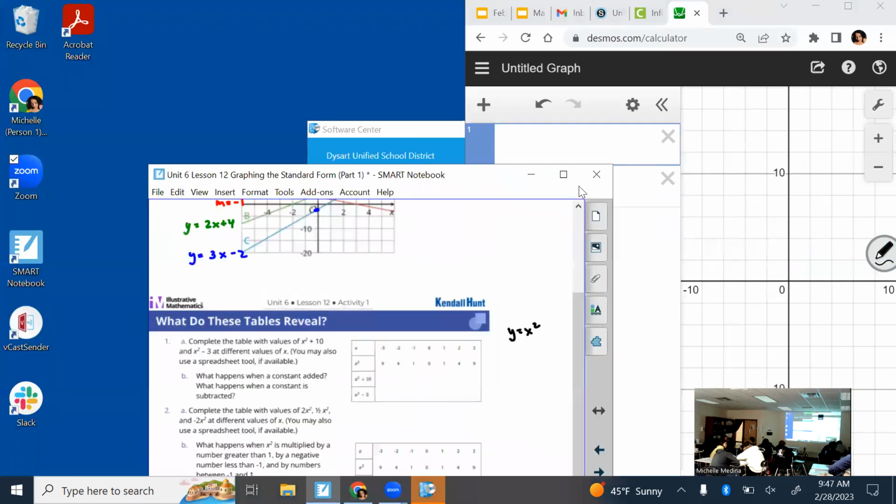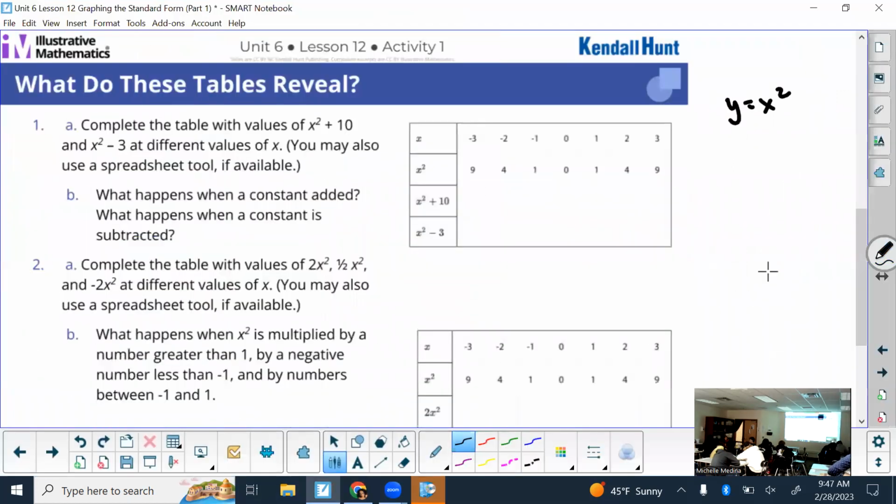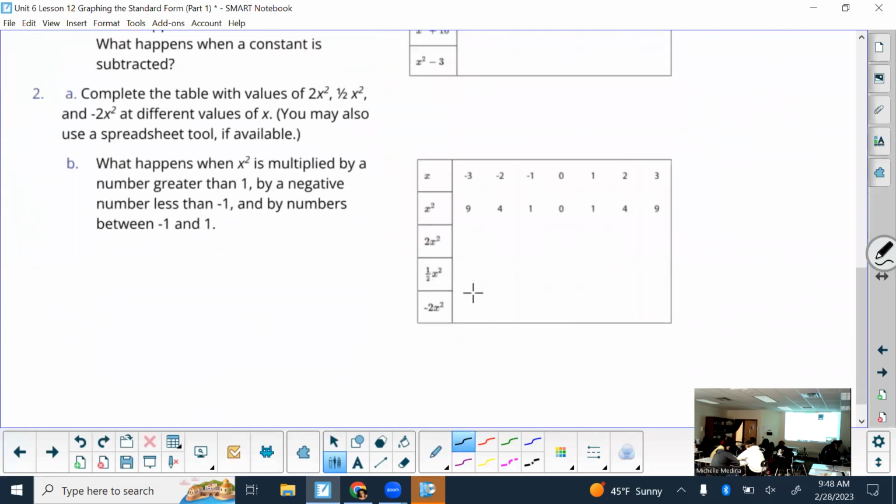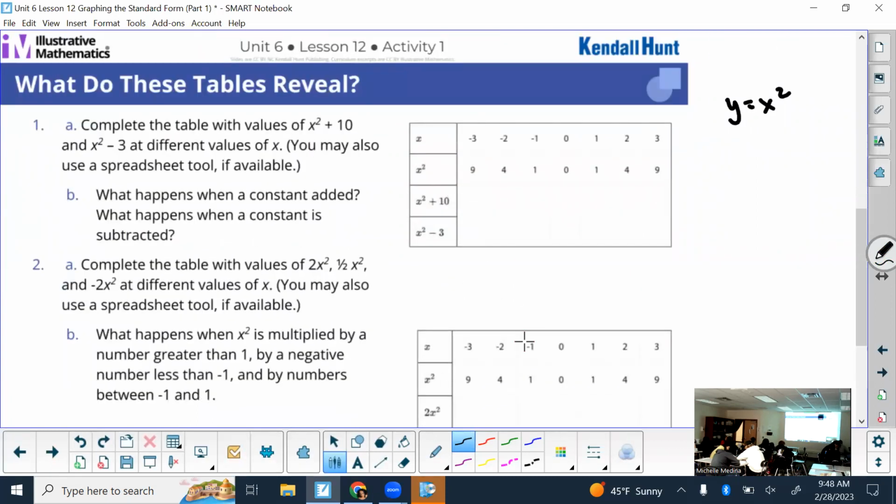So what you will do in your groups, and at the end of the time I'll assign a reporter, is fill out these tables. Feel free to use a calculator. In fact, please use a calculator. All you are doing is filling this out. It tells you what x is. It even tells you what x squared is. Now you just have to take it a step further, figure out what x squared plus 10 is and fill it out for this row. What x squared minus 3 is and fill it out for this row. Same thing down here. So you have essentially 5 rows to fill out.